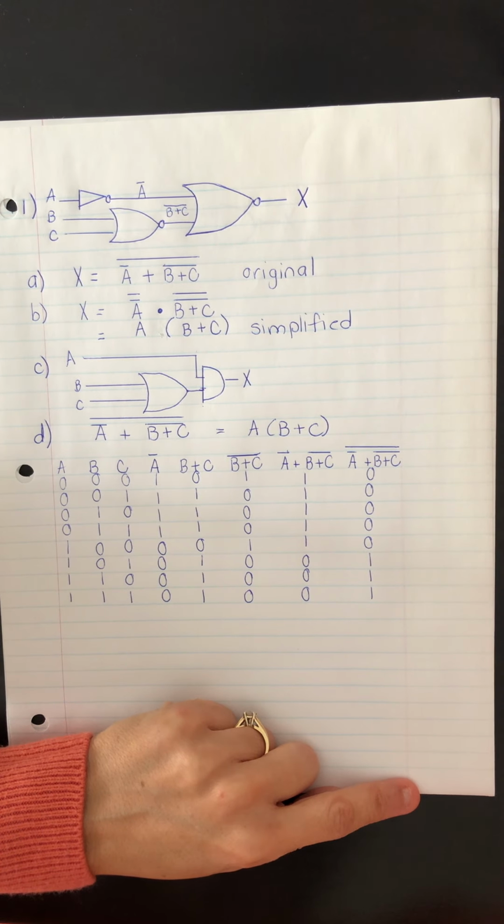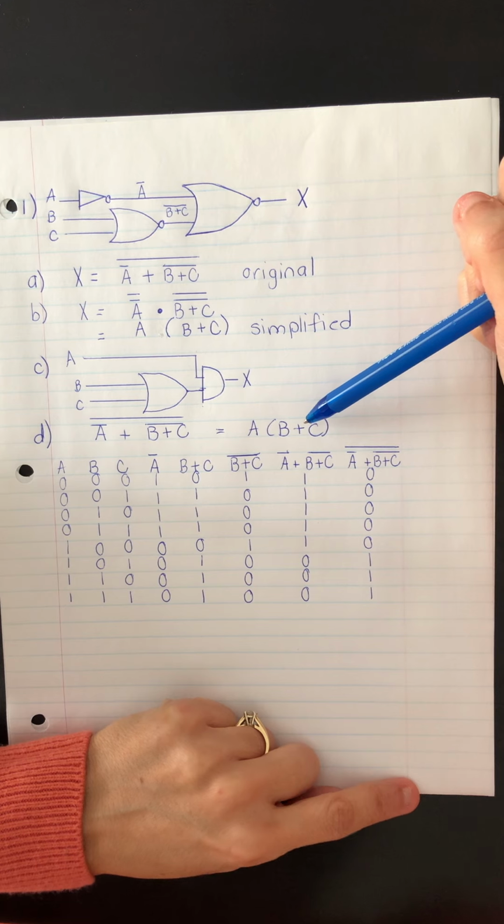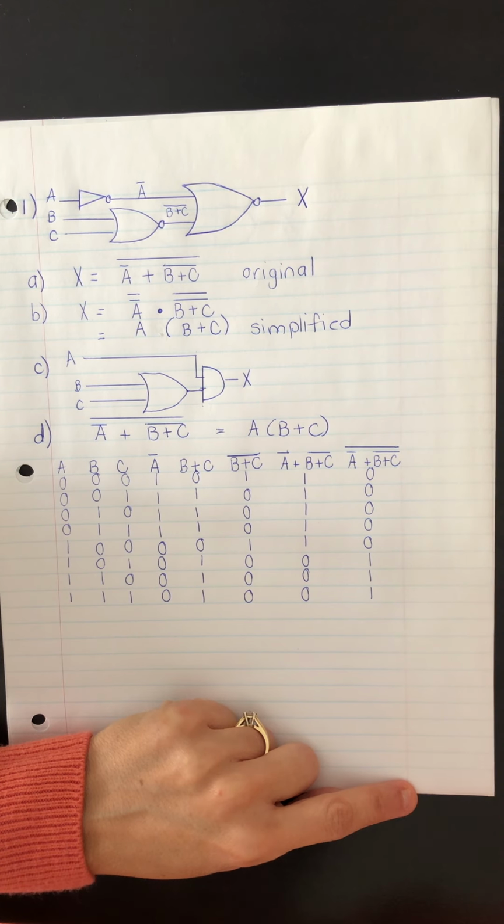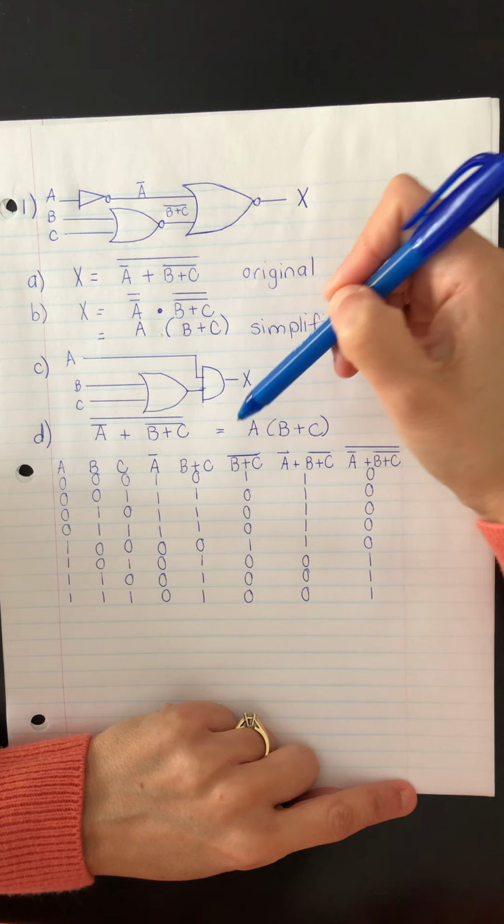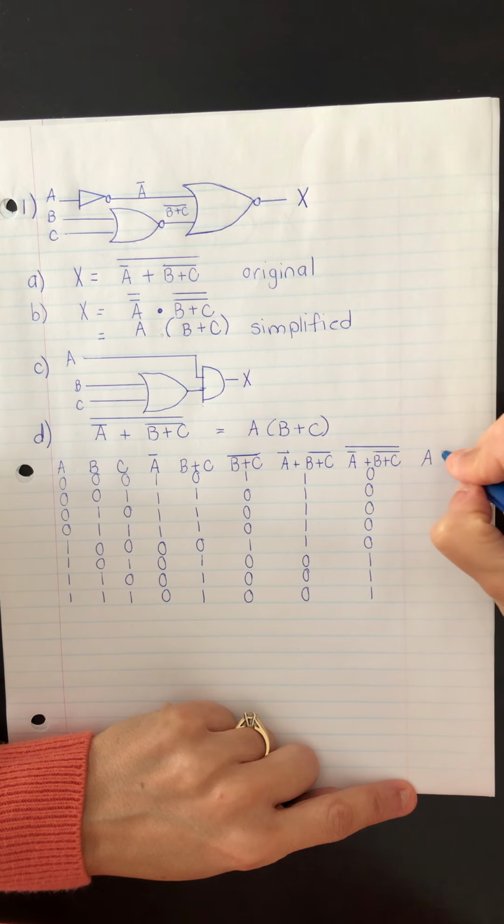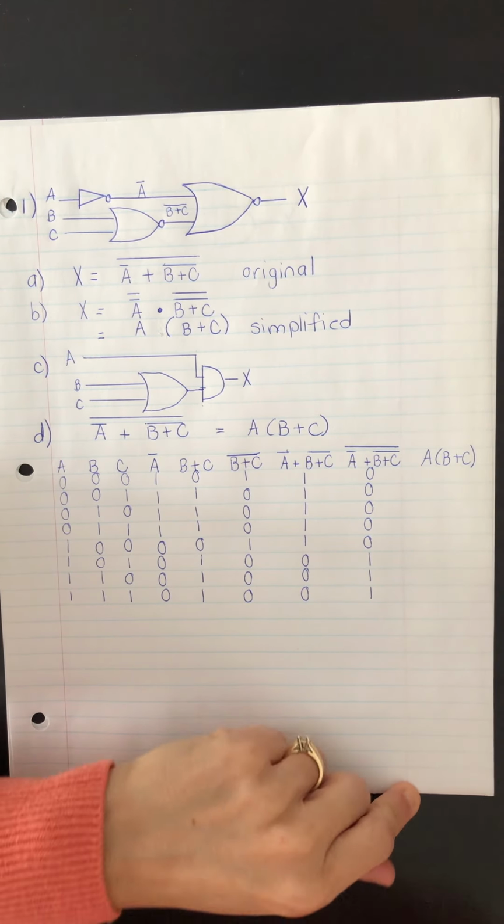It's the truth table corresponding to the original circuit. Now we're gonna need just 1 more column for the right side because we already have a column for B plus C. We just need to multiply that by the column for A. Okay, so let's go ahead and do that.